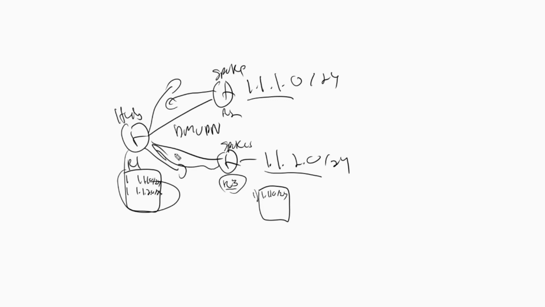So then R1 says, okay, well, now I'm going to advertise that out to R2 and tell it that it can reach this via R3. Well, R2 is going to be like, well, no, that's mine. But you're telling me it's also one hop away. So you kind of see the issue here, right? We're going to have something called like a routing loop. So how do we disable this?